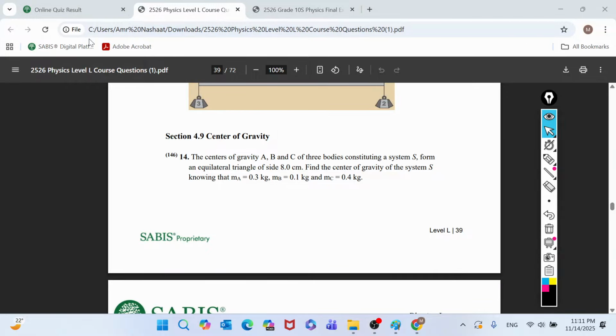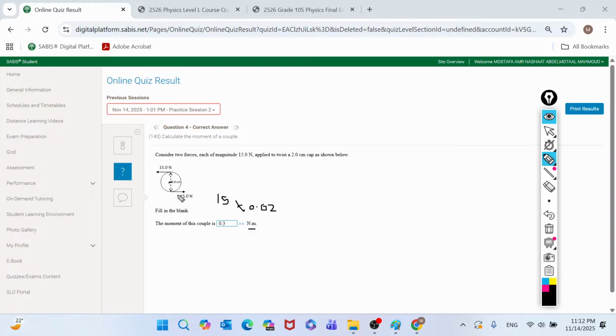Now I'm going to go to the quiz, because I need to explain couples. Couples, guys, it's really easy. It's the force of one of them, so 15, times the distance between them, which is 2 centimeters. Here it's in newton-meters, so times 0.02, you get 0.3. Also, if you forgot, you can do 15 times 0.01 plus 15 times 0.01.